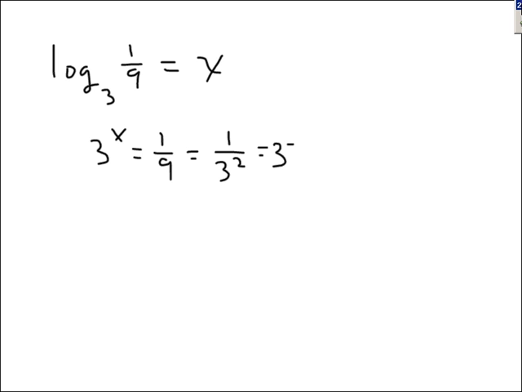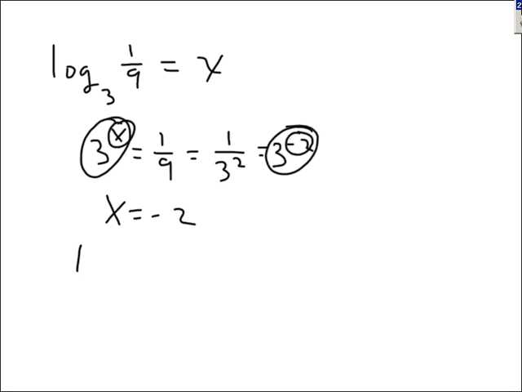You have log base 3 of 1/9. You can say it equals x, so 3 to the x is equal to 1/9. But 9 is 3 squared, so 1/9 is 3 to the negative 2. Well, if 3 to some power is equal to 3 to the negative 2, then x must be negative 2. That is, log base 3 of 1/9 must be negative 2.